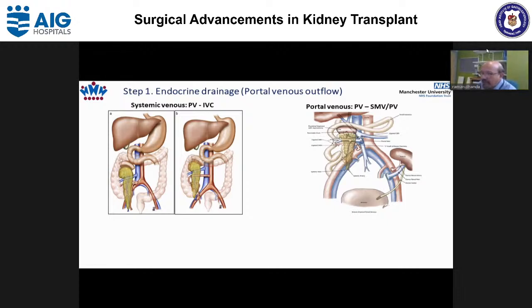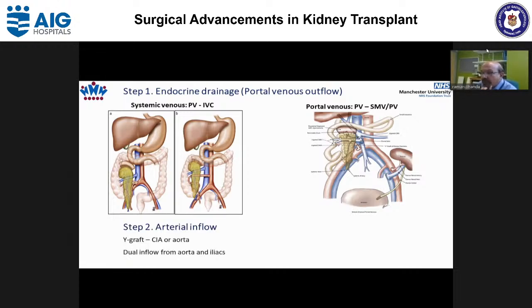It was basically done to deem it to be more physiological than the systemic drainage, but the literature evidence doesn't go in favor of portal venous anastomosis more than what we do currently with the systemic venous reconstruction, and that's what is the usual practice.